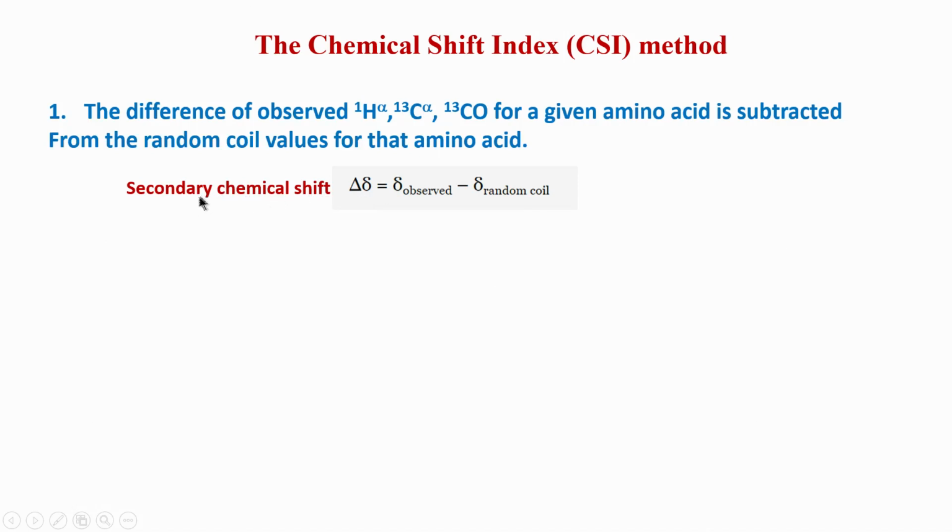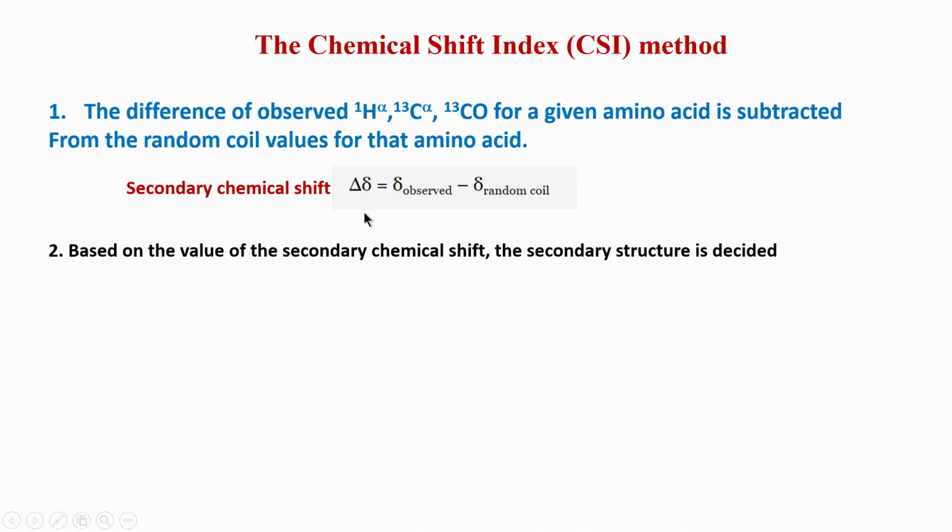This is a term which is very normally used in literature. You will see this word coming again and again, so it is important to know this nomenclature. It is called a secondary chemical shift, which means it is not the actual chemical shift. The observed value is the normal chemical shift, but the deviation of the observed value from the random coil value is the secondary chemical shift. Now, this secondary chemical shift value, that is this deviation, will tell us about the secondary structure. How does it tell that? Let us look at that now.